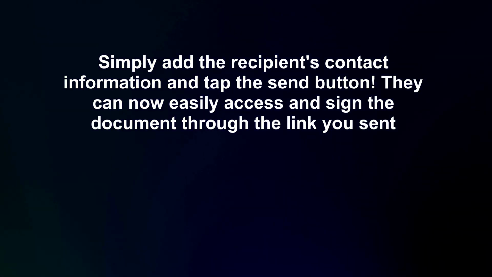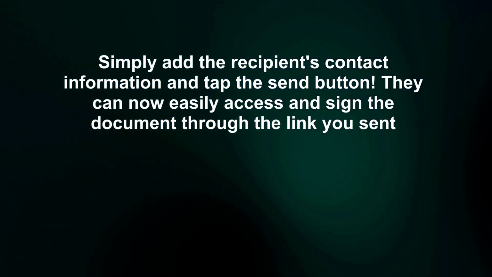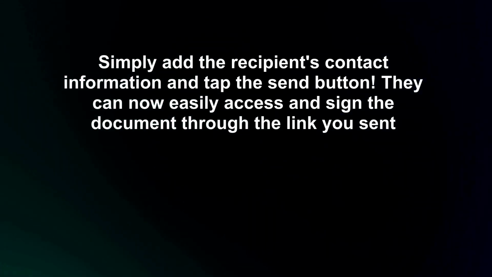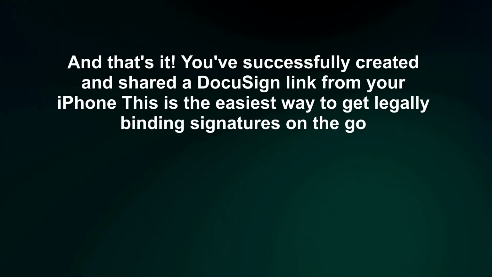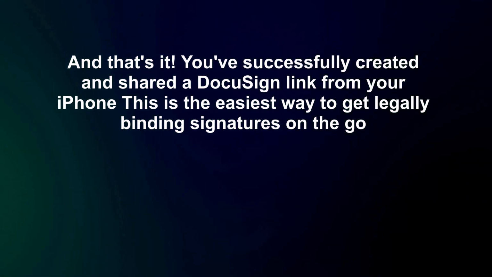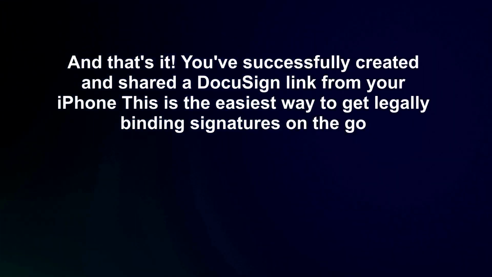Simply add the recipient's contact information and tap the Send button. They can now easily access and sign the document through the link you sent. And that's it. You've successfully created and shared a DocuSign link from your iPhone. This is the easiest way to get legally binding signatures on the go.